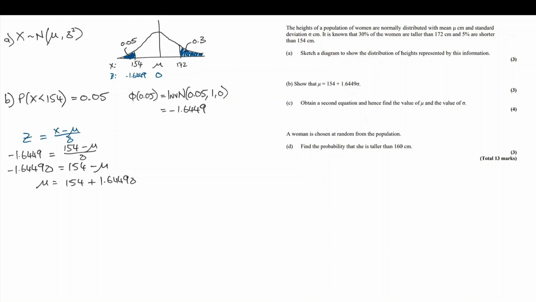In part C, we're asked to obtain a second equation and to find the value of mu and sigma. Okay, well, we worked with the value 154 and we managed to produce one equation. We're going to do a similar thing for 172. I want to know the probability below there. Well, there's 30% above, meaning there's 70% below. I can use my inverse calculation again to find the z-score that matches 70% being below, and that's 0.5244.